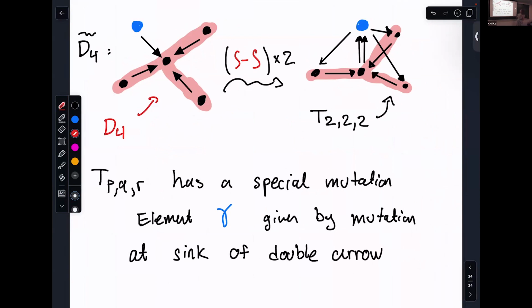And then I do the sources and sinks mutation path on that finite type D4. And if you remember, for D4 the sources and sinks mutation path had order 4, so I only do it twice. I go halfway around, and that lands me exactly at the TPQR quiver. And this blue node moves conveniently to the extending node on the double edge there. So that's a little bit cute. They really are, in some sense, as far away from each other as possible.